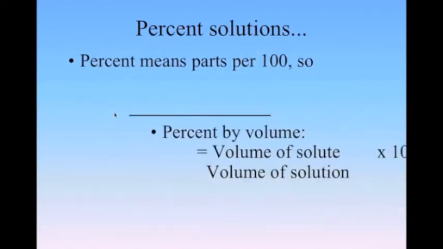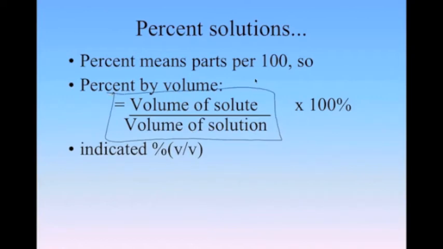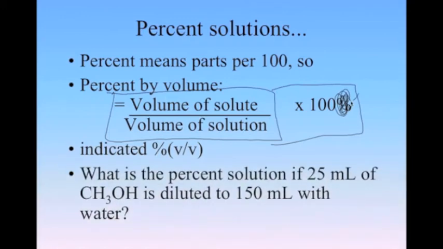Now, when we get into percents of solutions, remember that a percent means parts per 100. So for percent by volume, our equation is going to be this: the volume of our solute divided by the volume of our solution, all multiplied by 100, not 100%, but 100. It indicates the percent by volume.